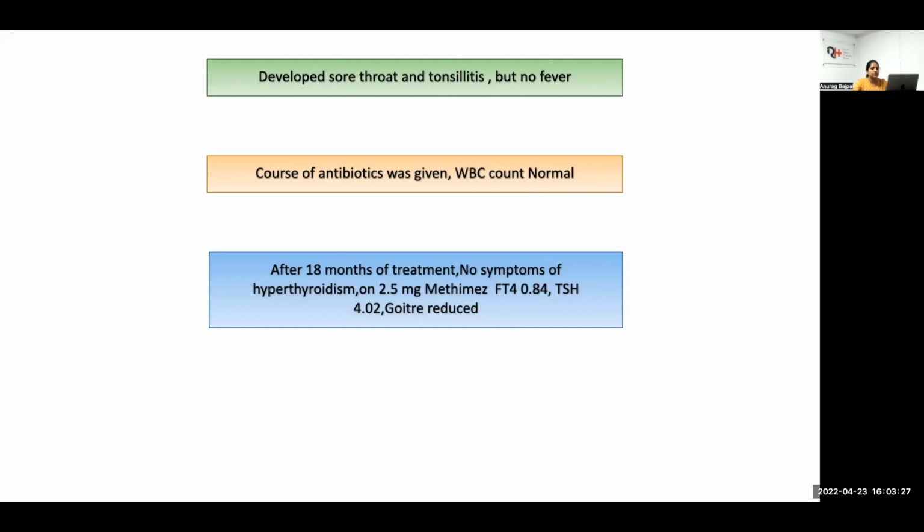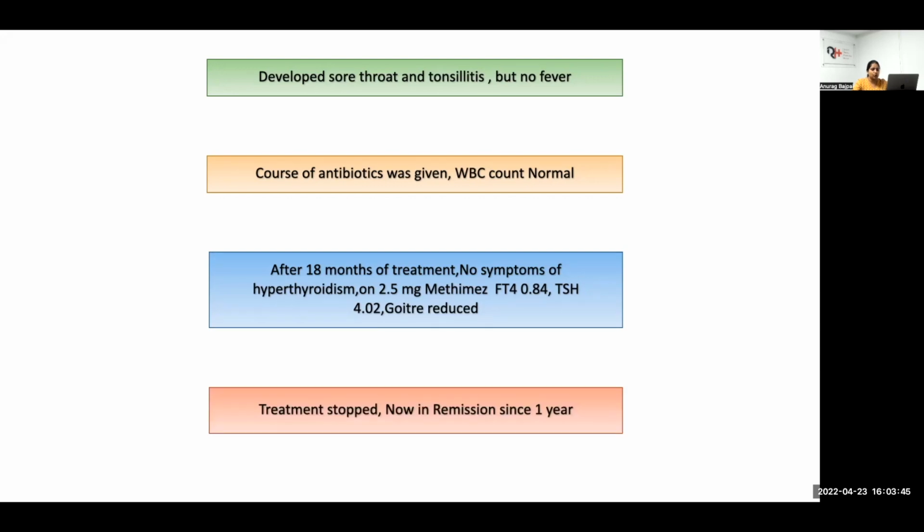Then after 18 months of treatment, there were no symptoms and signs of hypothyroidism on 2.5 milligram of methimazole. Free T4 was also in the normal range at 0.84 nanogram per dL, TSH 4.02, and the goiter size has also been reduced. So treatment has been stopped. Now he is in remission since 1 year.